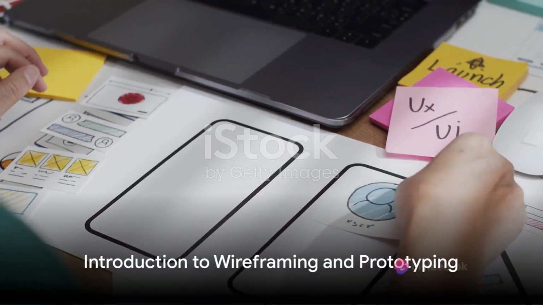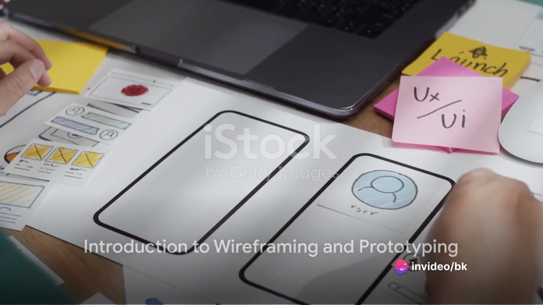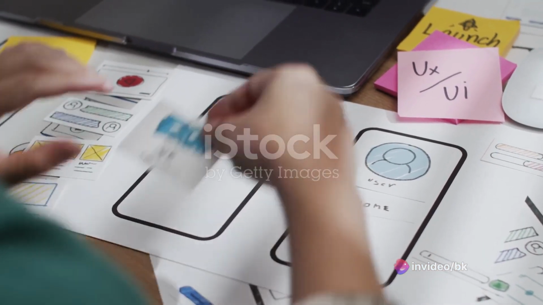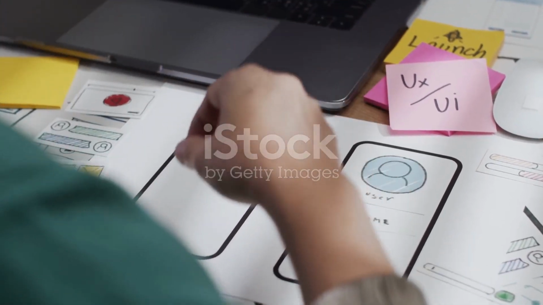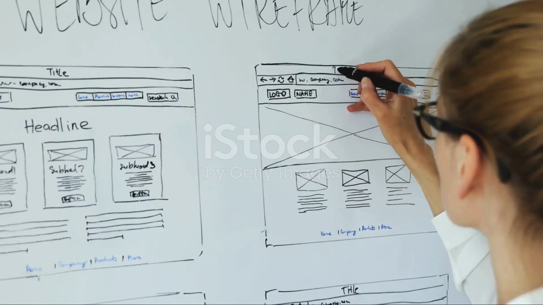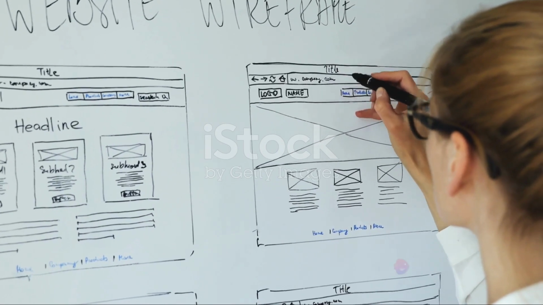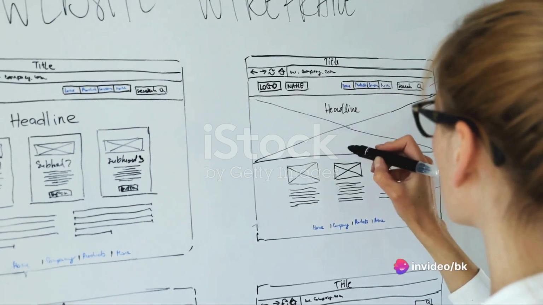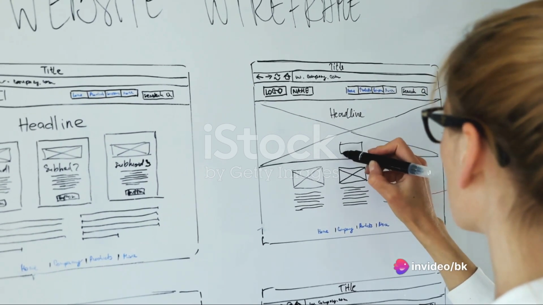Have you ever wondered how designers create user-friendly and intuitive interfaces? The secret lies in their preparation with wireframing and prototyping. These two steps are absolutely essential in the UI/UX design process. They serve as the blueprints, the initial sketches, the first tangible representations of a designer's ideas.